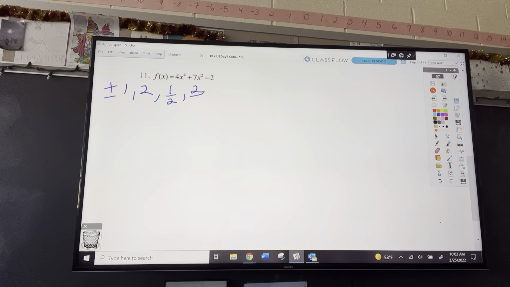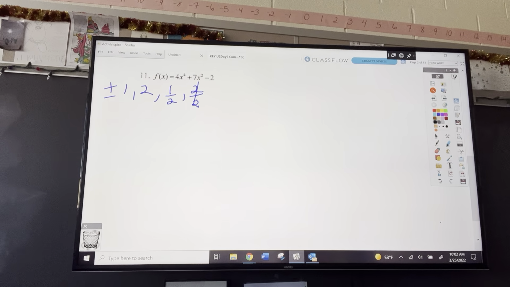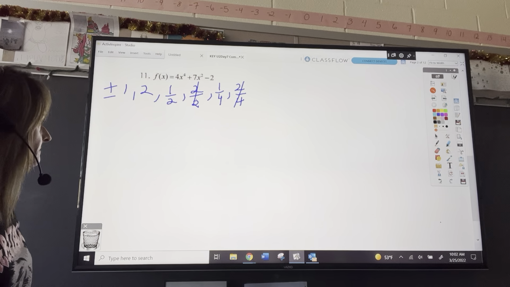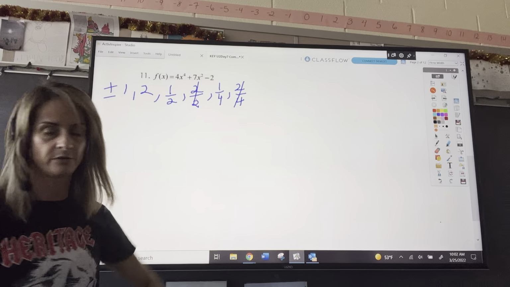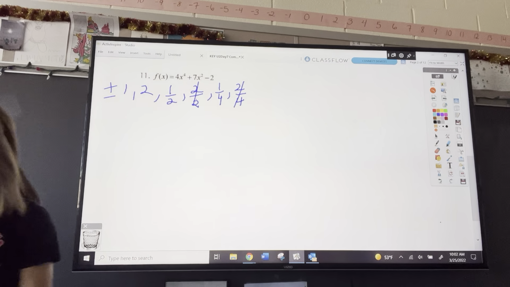Now we won't need 2 over 2 because that's equal to 1 and we already have 1. Now I'm going to take 1 and 2 and put them over the last factor of 4, which is 4. These are fine. And we won't need 2/4 because we've already covered that with 1/2. So the possible zeros that we have are plus or minus 1, 2, or 1/4. Wait, and 1/2. I missed the 1/2.